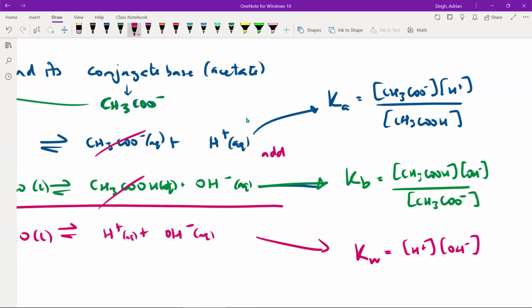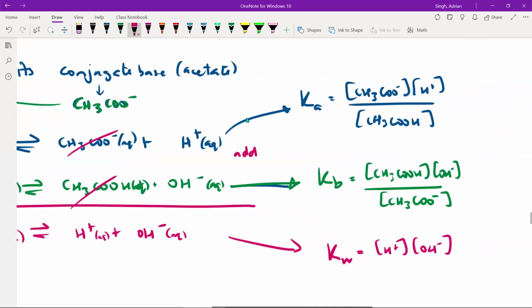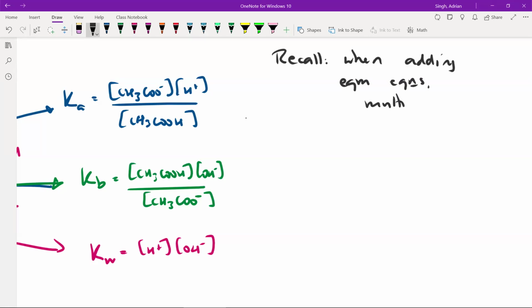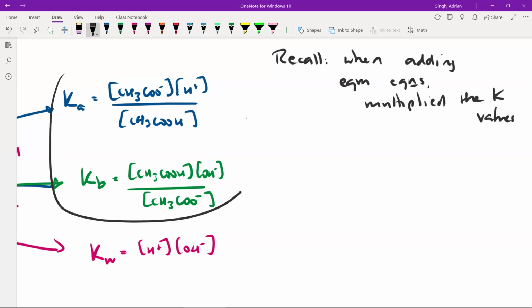So when we looked at adding together equilibrium expressions before, recall that when adding equilibrium equations, what did we do to the K values? We multiplied the equilibrium constant values, right? So if we're adding Ka plus Kb, or adding these two reactions together, we're now going to multiply them, right? So Ka times Kb. And what is that equal to?